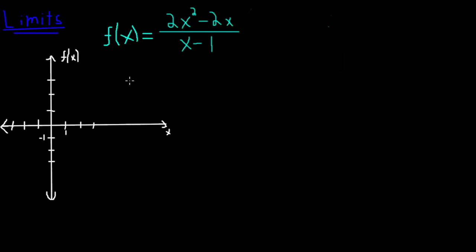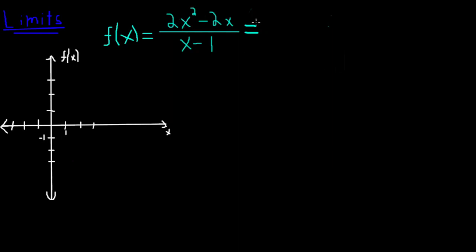Okay, so here we're going to be talking about limits, which are basically what a function approaches as x approaches a certain value, as opposed to what it equals. And I'll get to why that's important in a second. So here we have f of x, and that's 2x squared minus 2x divided by x minus 1.